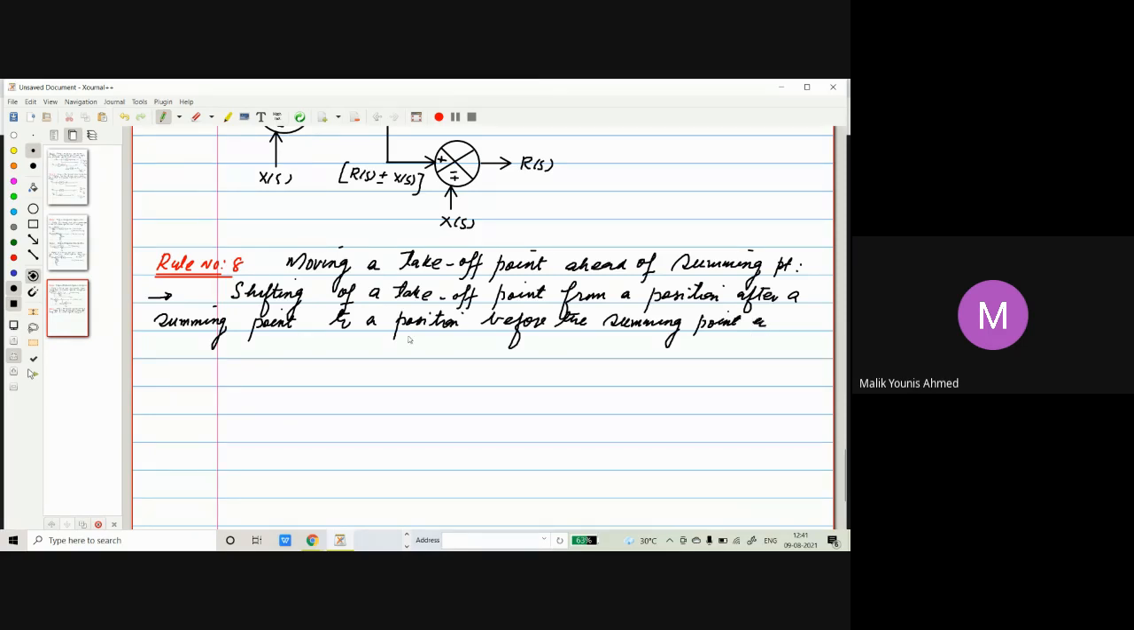As shown in... let's see. So next is, underline this point. Now, what is the scenario here? We have to move a takeoff point ahead of the summing point. That means takeoff point from a position after a summing point to before. So let me draw the circuit.